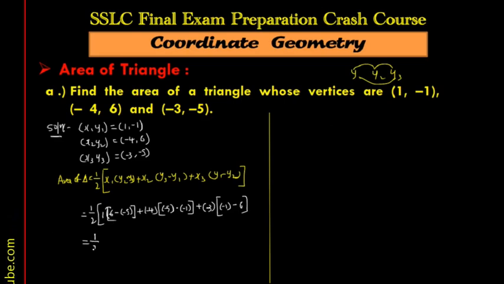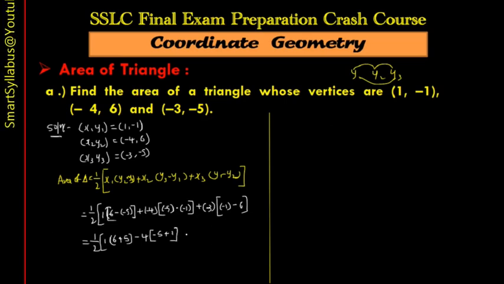Okay, half, 1 as it is, inside the bracket 6 as it is, minus into minus it's plus 5. Now plus into minus it's 4. Now again inside the bracket, minus 5 as it is, minus into minus plus it's 1. Complete the bracket. Again plus into minus. Now inside the bracket, minus 1 as it is, minus 6.